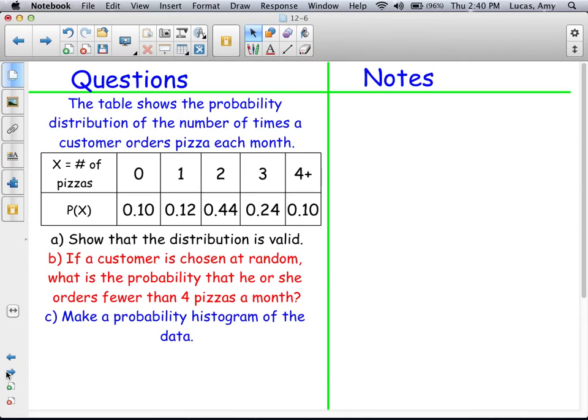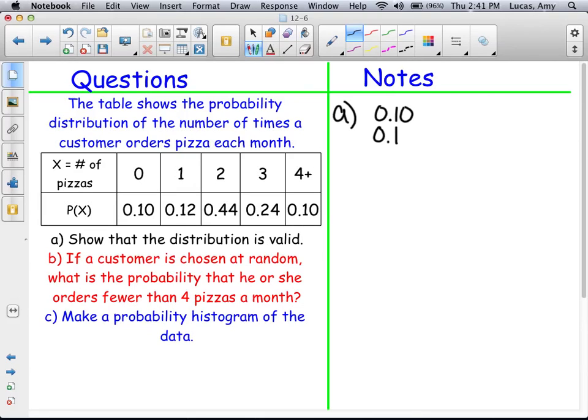Okay, our last example. We have a table that's showing the probability distribution of the number of times a customer orders pizza each month. So X represents the number of pizzas, and then the probability of X is the probability of that amount of pizzas. So 0 pizzas, the decimal is 0.10 or 10%. 1 pizza a month, 12%. 2 pizzas a month, 44%, and so on. Part A, show that the distribution is valid. To be valid, each of those decimal values, each one of them has to be between 0 and 1.